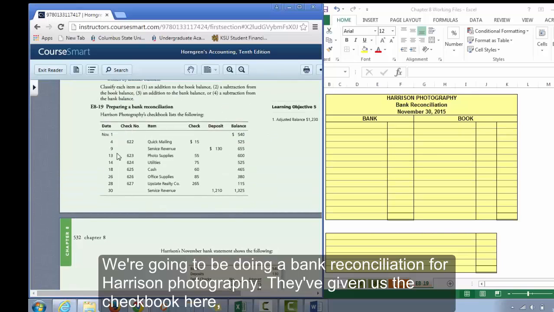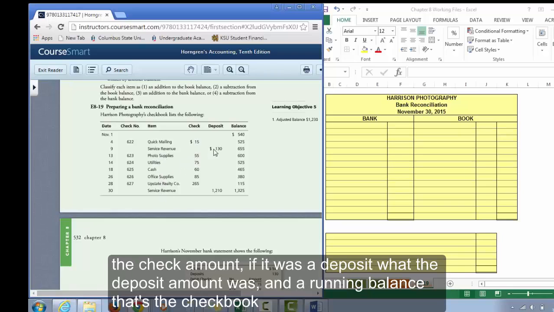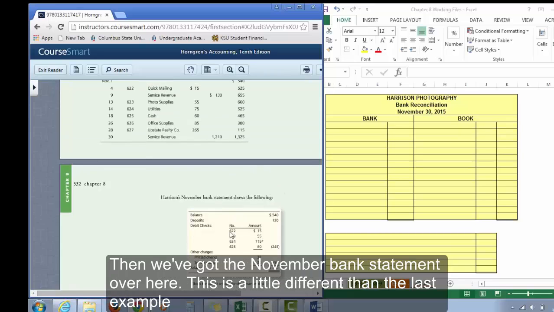They've got the dates, check numbers, identified what the item was, like a description, the check amount, if it was a deposit, what the deposit amount was, and a running balance here. So that's the checkbook. Then we've got the November bank statement over here.